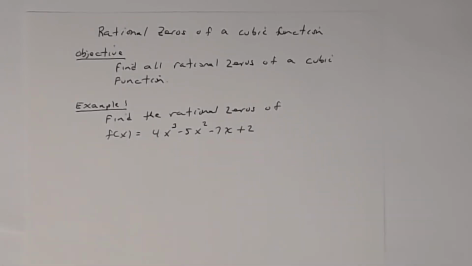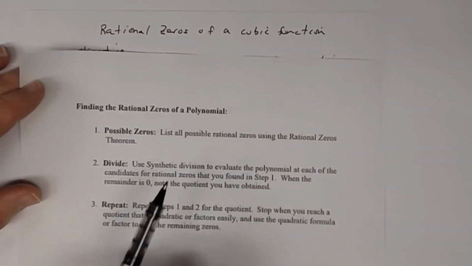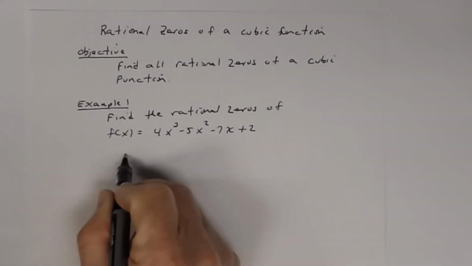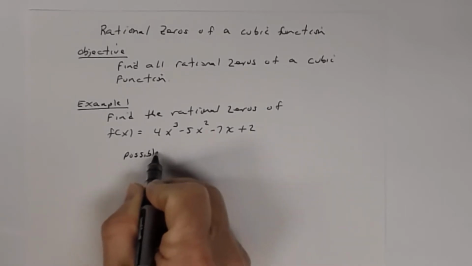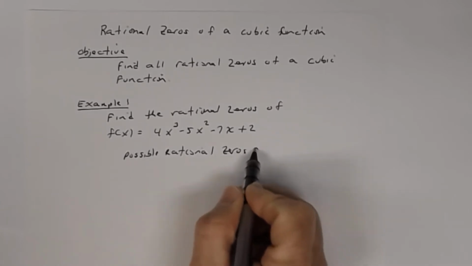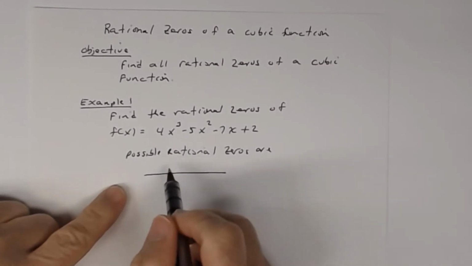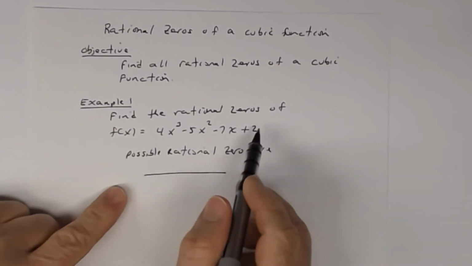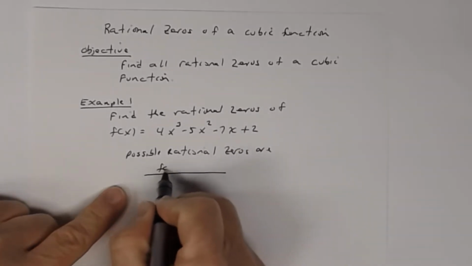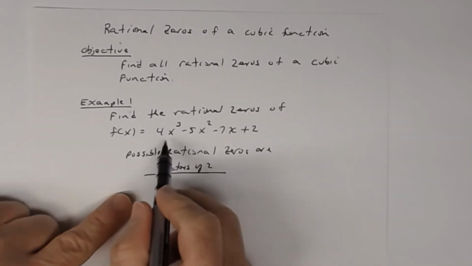Okay, so the first thing you're going to do, remember step 1, is list all possible rational zeros using the rational zeros theorem. All right, so remember how we did this. So first of all, your possible rational zeros are, and remember, P divided by Q. Where P would be the factors of the constant term, so that would be the factors of 2. And then the denominator would be the factors of your leading term.